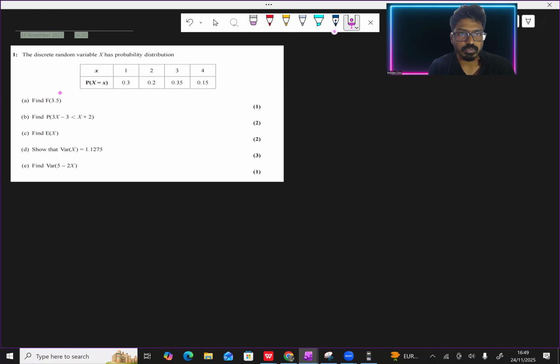So first we have to find F of 3.5. And then also we need to find the probability of 3x minus 3 being less than x plus 2. And we have to find E of x. And then also we have to show that the variance is 1.1275. And then also the variance of 5 minus 2x, which we will prove by using a property. All right, so coming back to the first question, which is part A.